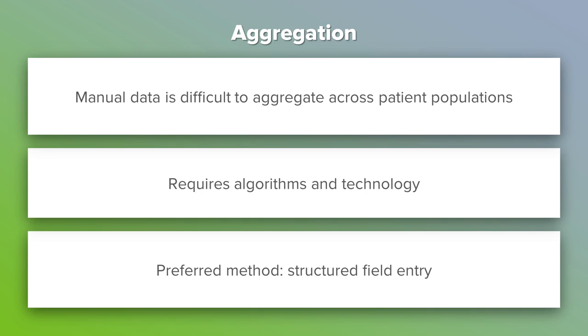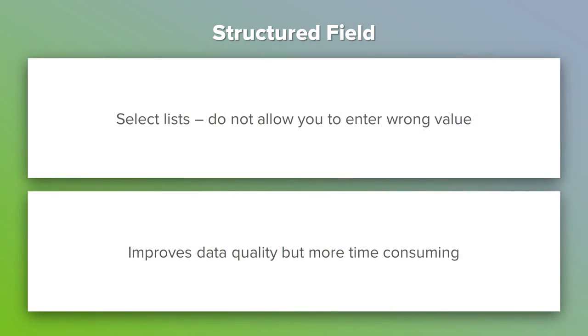Thus, a preferred method is through structured field entry. Structured fields can be select lists. We've all seen these online. You go to enter in a credit card, and they let you select the month of the expiration date and maybe the year. These are structured fields where you can't enter a wrong value. You may enter a value that isn't accurate, but you can't enter values outside the range that's provided to you. This does improve data quality, but it can be more time-consuming for clinicians at the point of care. And one of the goals in informatics and IT, especially clinical IT, is to reduce the workload on the clinicians.